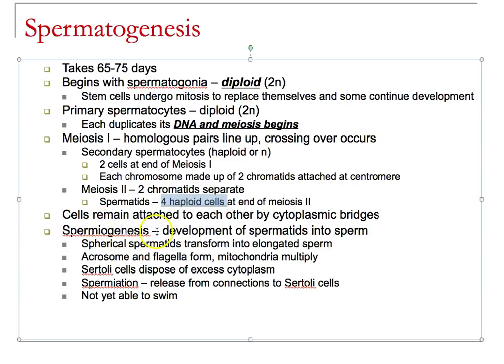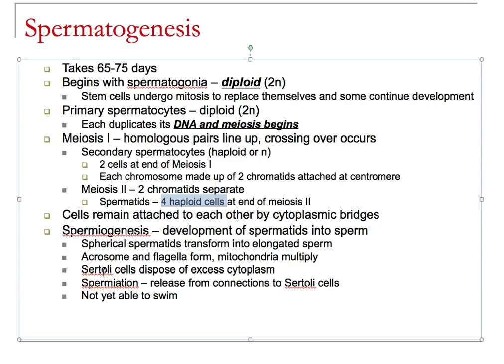Once you actually have spermatids in place, we now have to have them mature into sperm themselves. The spherical spermatids become elongated. The acrosome and flagella will form as a result of this. And the mitochondria here, these didn't come from mom yet. The mitochondria here are multiplying. That's because you learned back in AMP1, when you need more ATP, you can make more mitochondria.